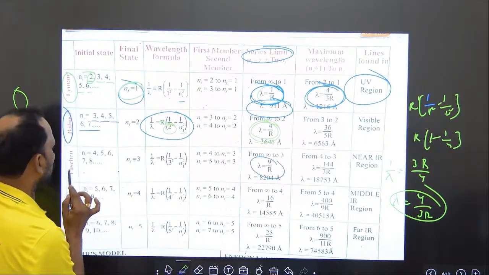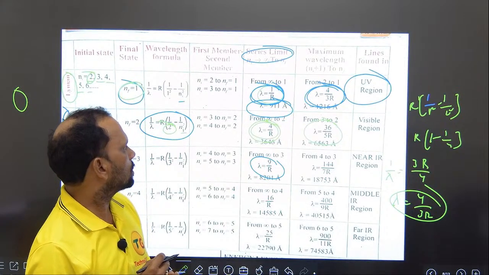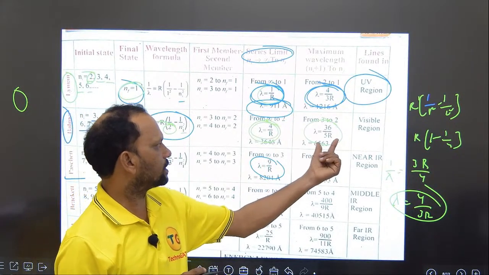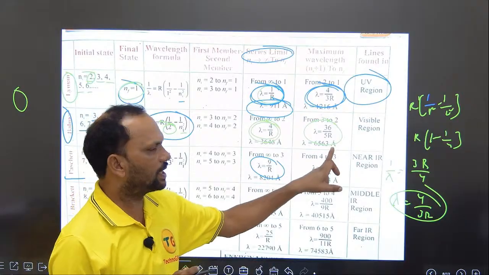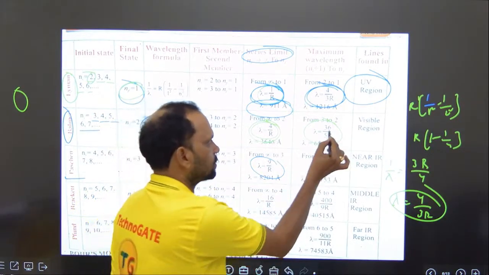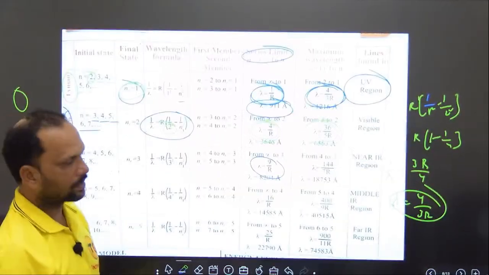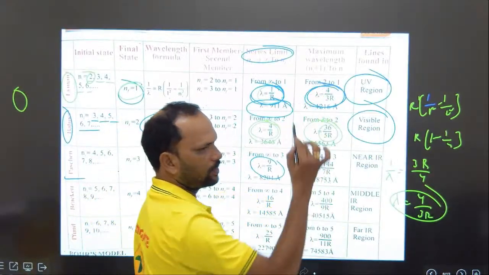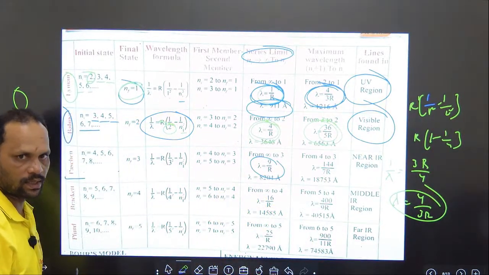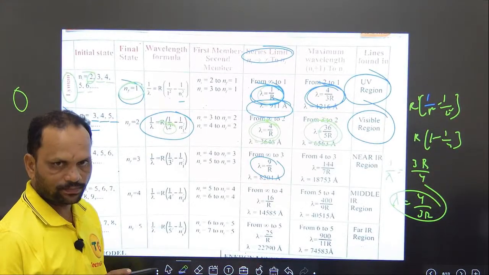Next, Paschen we will complete here. This is the maximum wavelength and the minimum wavelength. This is the maximum wavelength. Where does the maximum wavelength come from? In Balmer, from the second to the third. Then the maximum wavelength is 36 by 5R. Here, where 1 square and 2 square went in Lyman, here 3 square goes in. Then which region? The visible region, right.